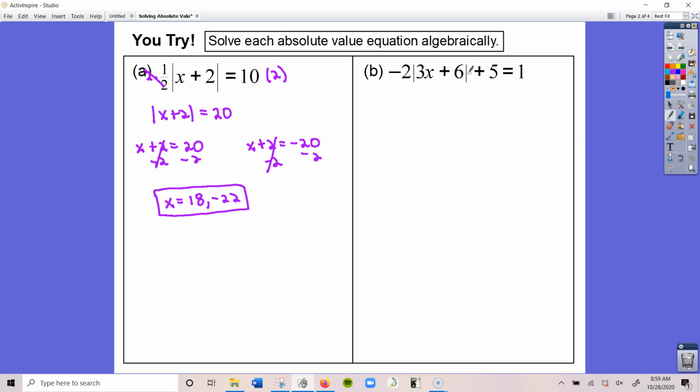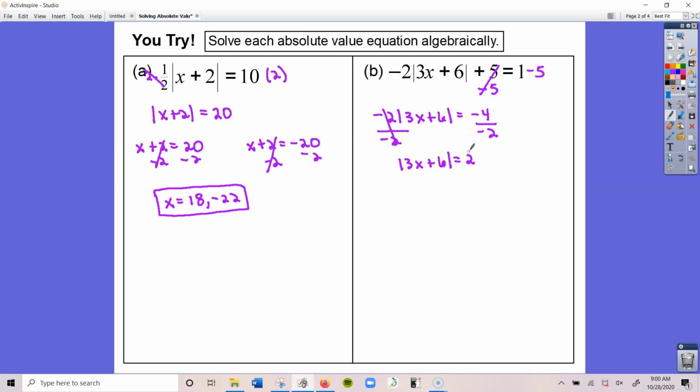For b, I would have to subtract this 5 first. So negative 2 times the absolute value of 3x plus 6 is equal to negative 4. Then I would divide by this negative 2. So I have the absolute value of 3x plus 6 is equal to 2.